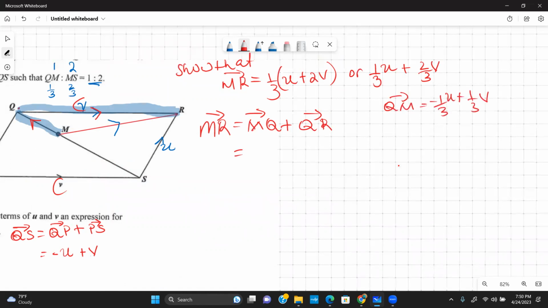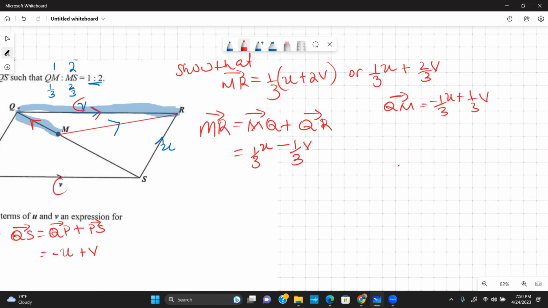I am going in the opposite direction. I'm going MQ. That means I'm going to have to change the sign. So the negative 1/3 U becomes positive 1/3 U, and negative 1/3 V. Exactly. And this is what we're talking about, putting everything together. Not a hard thing to do. Relax. So that is just M to Q.